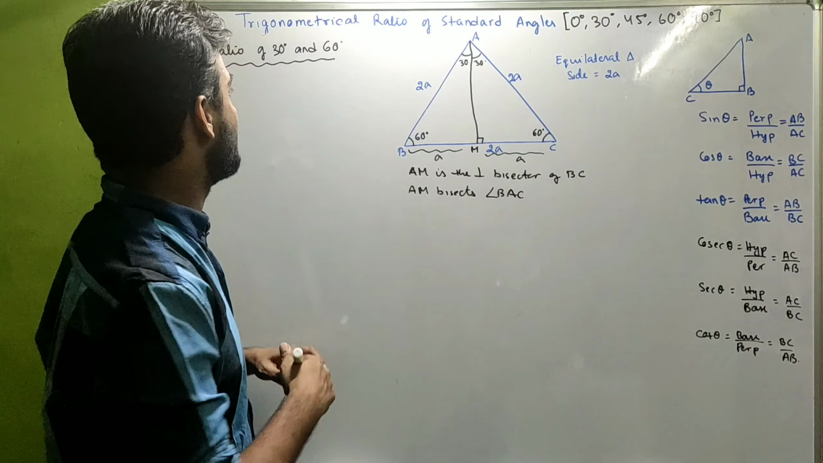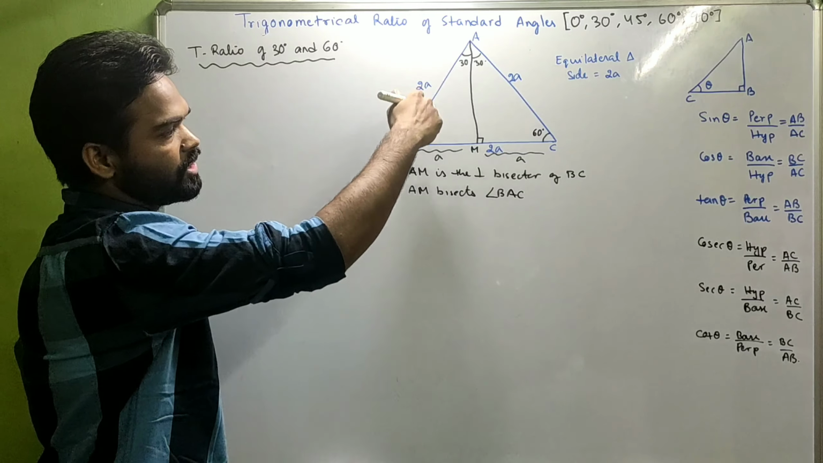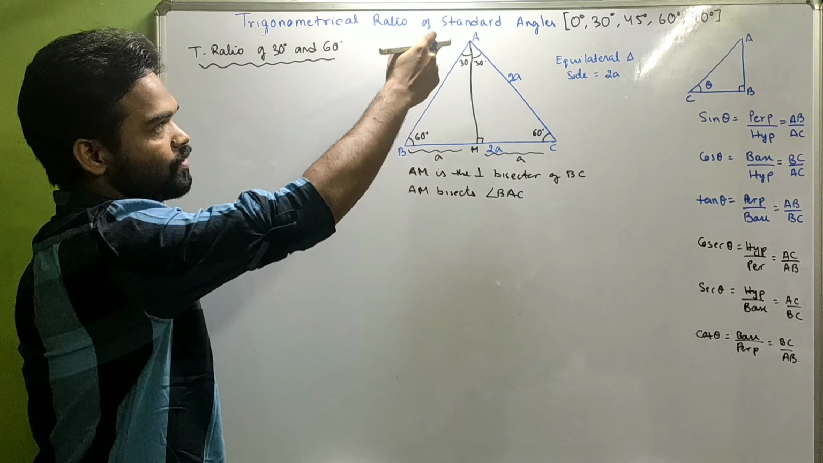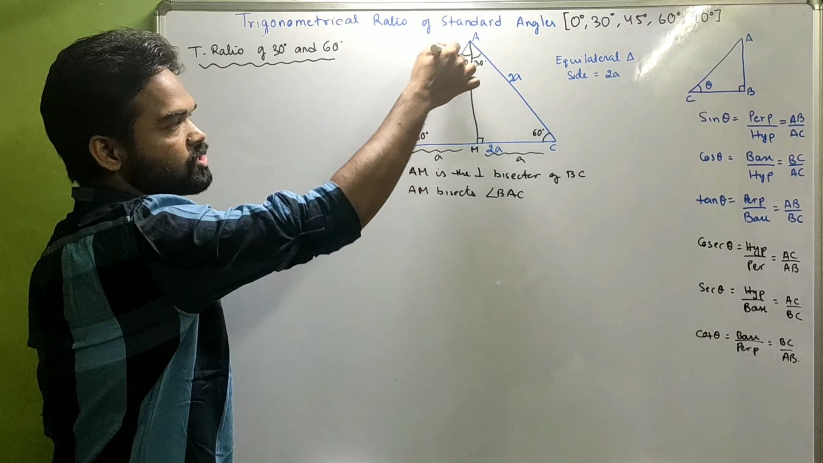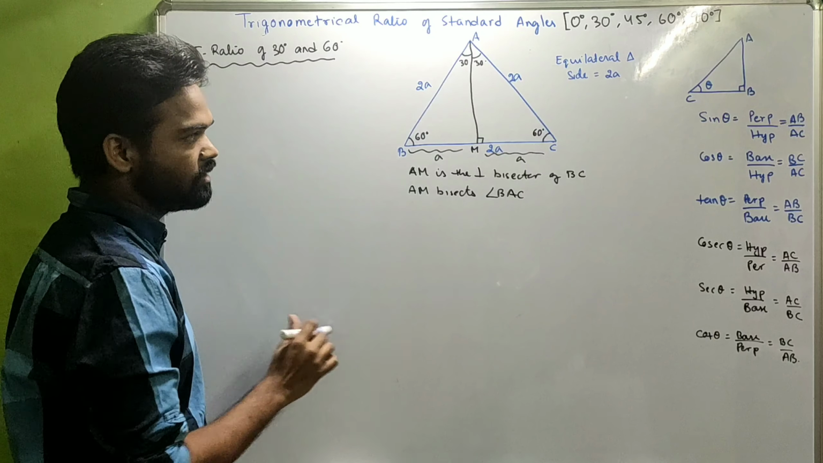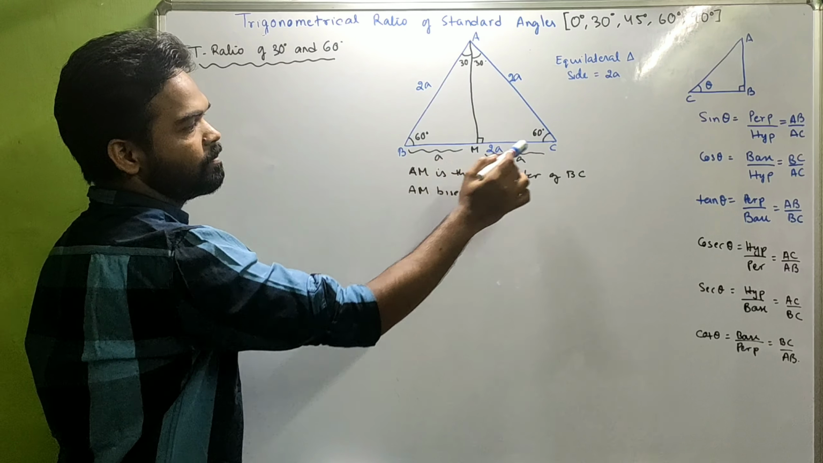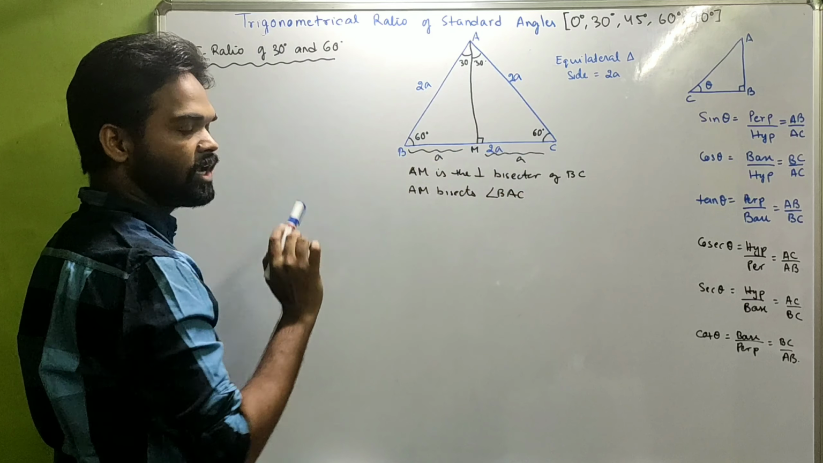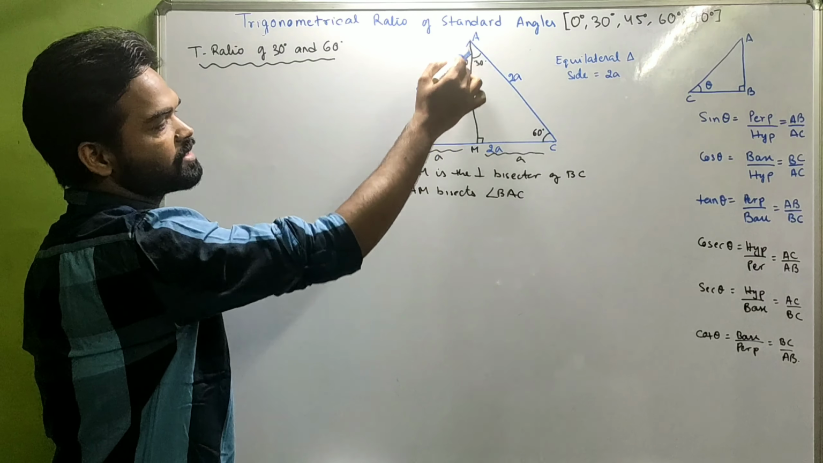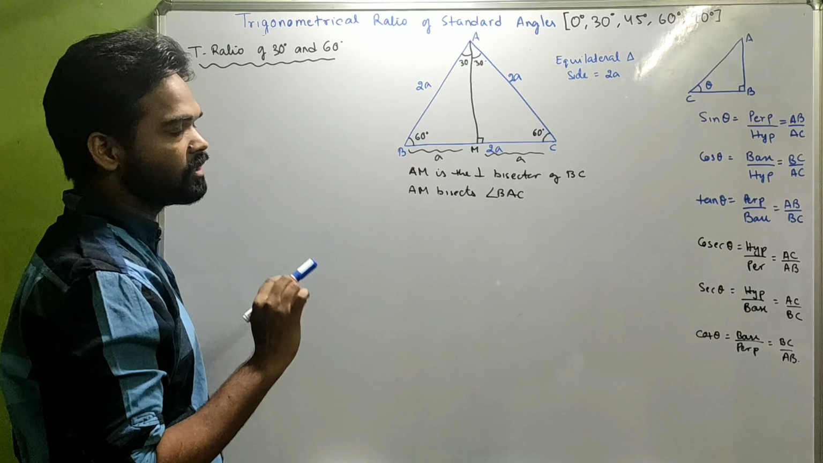Now let us find the value of T ratios at 30 degree and 60 degree. What I've done, I've taken an equilateral triangle ABC with sides 2A each. I've drawn a perpendicular bisector AM on BC. Now the perpendicular bisector bisects BC into two halves, BM and MC, each A unit, and it bisects the vertex angle A also, into 30 degree.